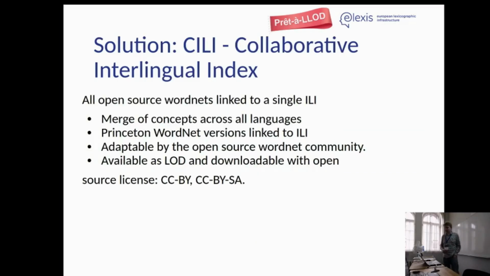So the solution to this we've been introducing is the CILI, the Collaborative Interlingual Index. The idea is this: we'll try to merge all of the WordNets around a single interlingual shared conceptualization. So rather than having Princeton English WordNet as the basis, we'll have these ILI index values. And this, of course, is available as open source and linked open data, and so forth, and all of the things we've seen so far.